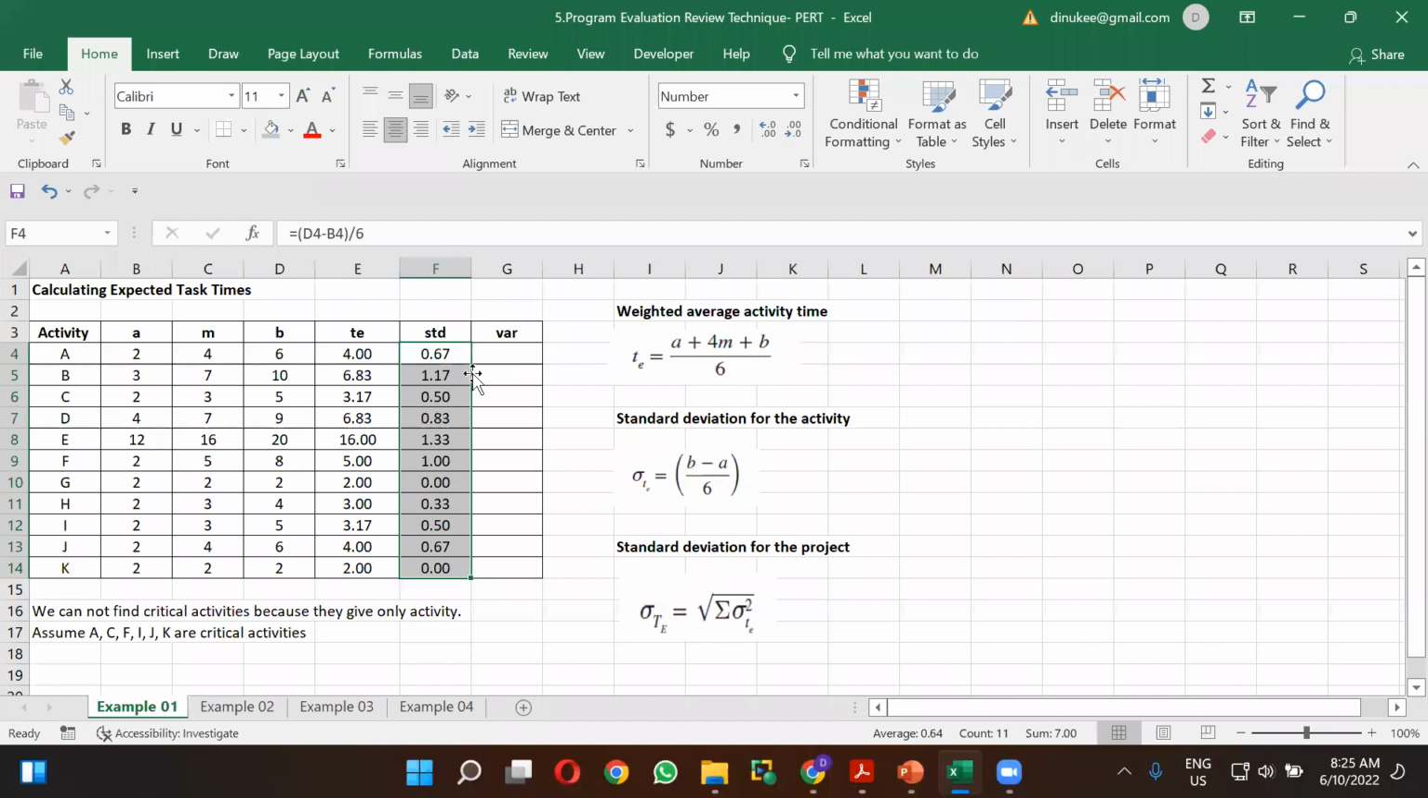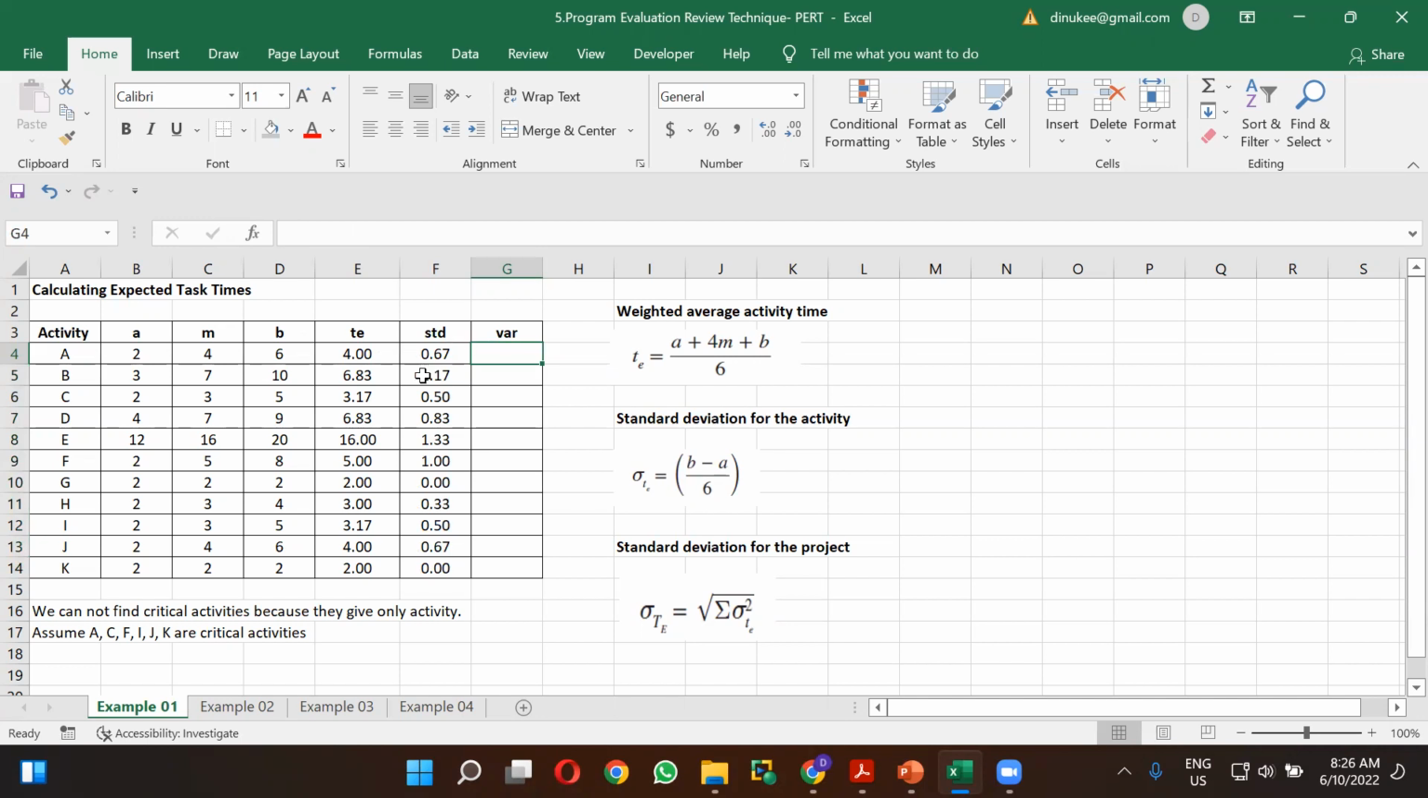So try to calculate using the calculators, because in the exam you have to do it by yourself. I am just typing the equation and getting the answers through Excel. I will give you 1 minute to calculate the standard deviation. Once you finish calculating the standard deviation, please send me a text message. So I will explain the variance calculation as well.